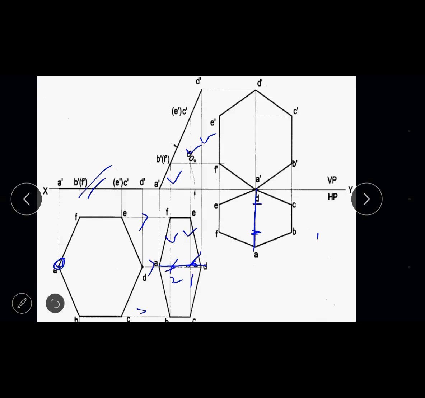Let me mark that as 2. Now, measure the distance from D to 1, and then get back to the third figure. We have already drawn the vertical line DA. So mark this D to 1, just mark, and then after that measure the dimension D to 2, from D to point 2. Then again mark that D2 on this DA line. So this is 1 and this is 2.